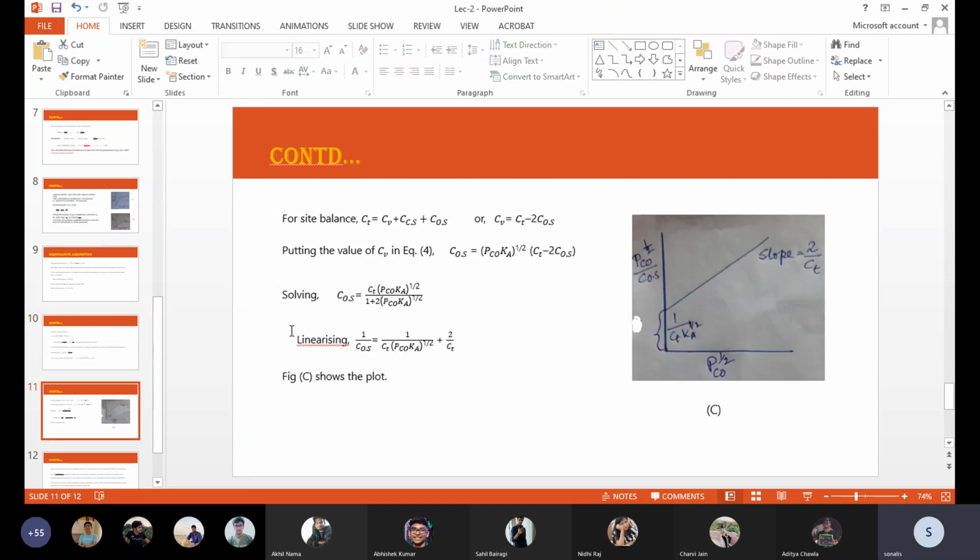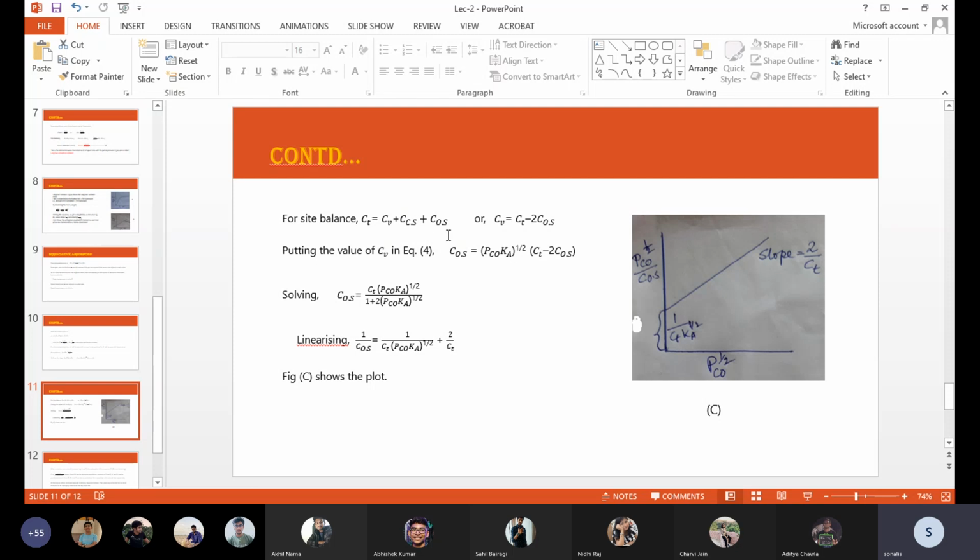Now this is also one type of adsorption equilibrium, or rather adsorption isotherm. We are going towards that. For that we need the site balance. CT is equal to CV plus CCS plus COS.